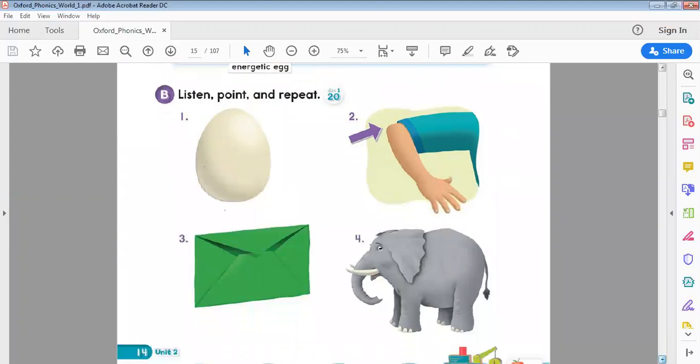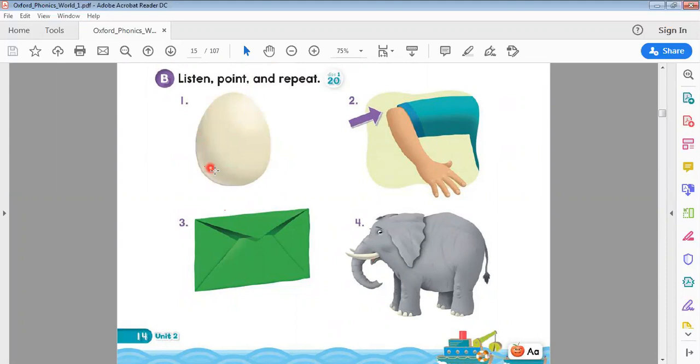The first picture, egg. Say with me the sound: eh, egg. Eh, elbow. Eh, envelope. Excellent. And picture four, eh, elephant. Very good.